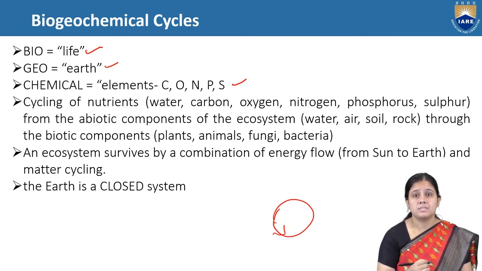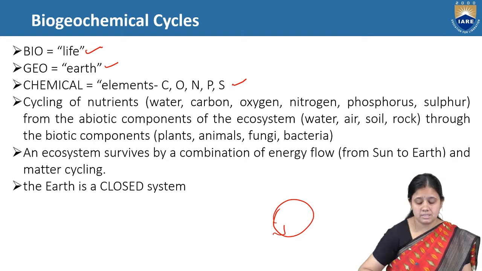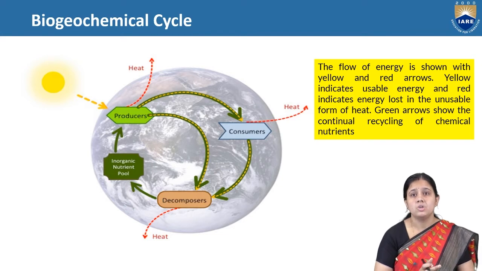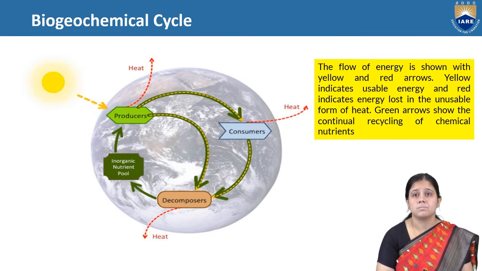Biogeochemical cycle represents the cycling of nutrients into the atmosphere with the help of biotic and abiotic components. And the biogeochemical cycle is of two types. This picture represents the flow of energy inside the atmosphere, on the earth surface only, in the universe only. And this picture clearly shows that earth is a closed system. You can see that the yellow color in the picture represents the energy flow in the ecosystem. Red color also represents the energy flow in the ecosystem.